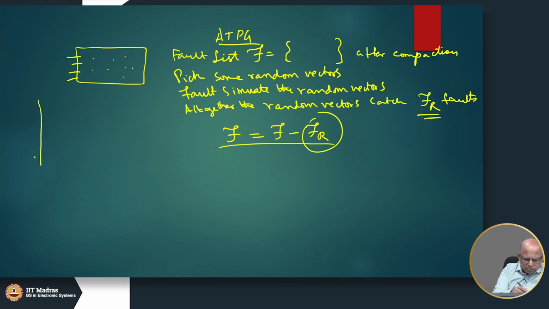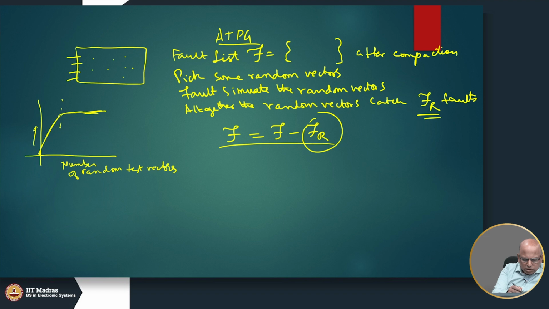So, they have tried to study this, that is, this is the number of random vectors and this is the number of faults that they catch. So, it increases and then tends to level off. Initially, adding more vectors seems to increase the number of faults that are getting covered, right. But over a period of time, it becomes a little leveled off.